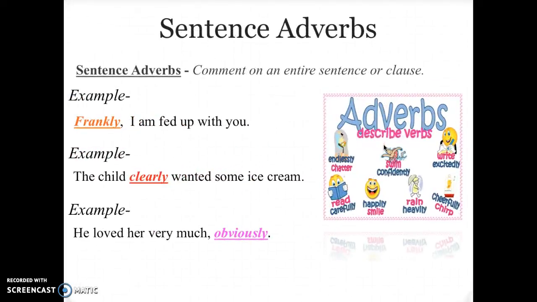Finally, there are sentence adverbs, which comment on an entire sentence or clause, as you can see here. For example, frankly, I am fed up with you. Or, the child clearly wanted some ice cream. And, he loved her very much, obviously. Usually, but not always, as you can see in the first sentence here, these adverbs can be found at the beginning of the sentence or at the end of the sentence, like you can see here.